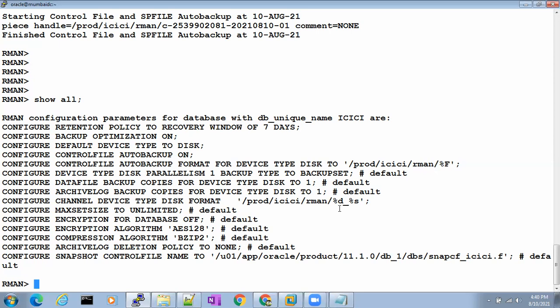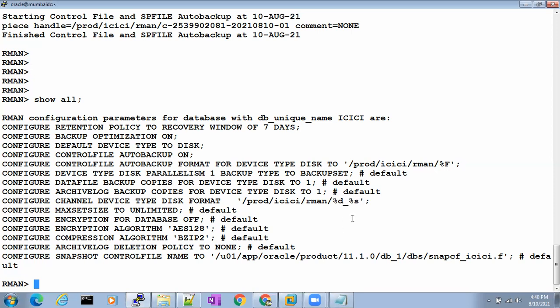In the same way, by looking at the file, I have to understand, hey, this is Arman backup. So to understand, I'm giving one format. What is the format? %D database name, %S sequence. Understood? %D, it has to store with the database name and sequence. %D is the database name, %S is the sequence.